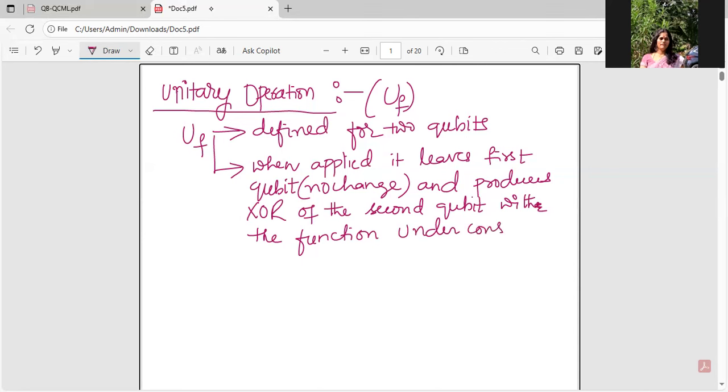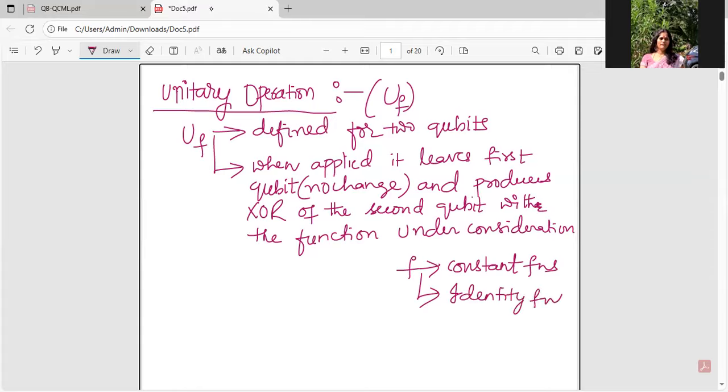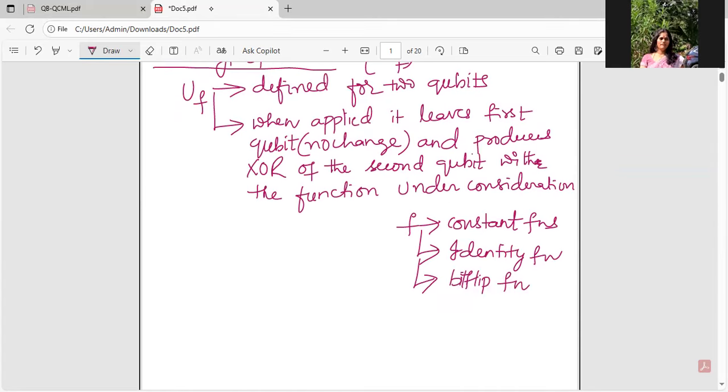Why I'm saying function under consideration is, again, we define a set of functions. First is of course, f is a constant function. We can as well consider identity functions. For 0 it is 0, for 1 it is 1. Constant is for 0 or 1 it is the same, the constant C, whatever we are considering. Again, the bit flip function. It flips 0 to 1 and 1 to 0.